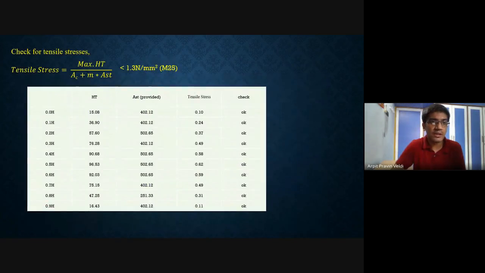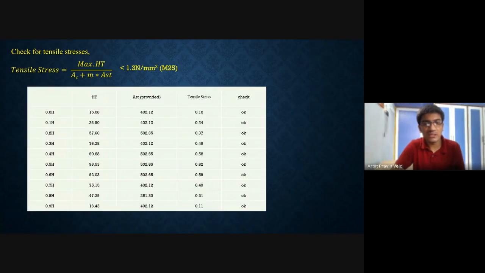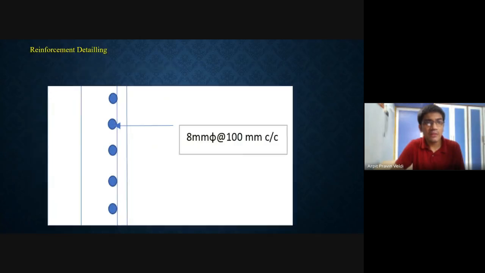Then we go for the tensile stress check. Tensile stress is equal to maximum hoop tension upon AC plus M into AST, which should be less than 1.3 Newton per mm square. So I have prepared a chart of AST for hoop tension and also for tensile stress. For each and every hoop tension at a particular height of the wall, we have calculated the tensile stress respectively, which is less than 1.3. Therefore, they are okay.